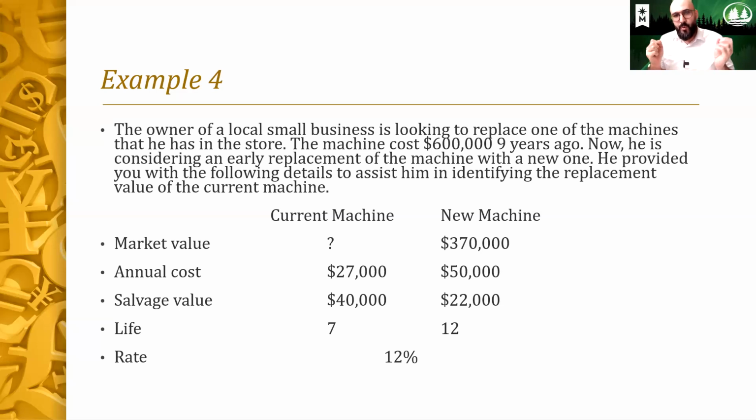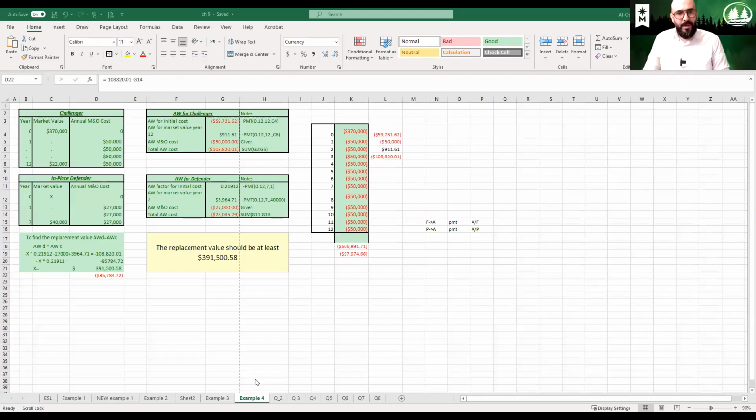Now, what we need to do is find out what the market value would be right now. Again, this machine was purchased 9 years ago for 600,000. If for some reason the owner decided to replace it, he doesn't know what the value of the machine would be. So your role now is to calculate the value for this machine. All right, I'm going to switch to Excel here, and we'll show you how to do this. We need to find the annual worth for the challenger and the annual worth for the defender, and make these equal to each other.